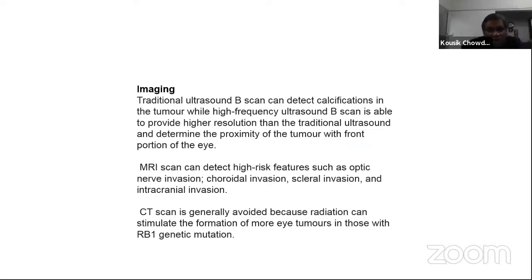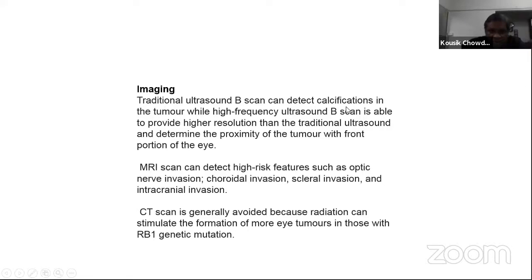Now, how can we detect? What are the investigations we can do to diagnose retinoblastoma? Traditional ultrasound B-scan can detect calcifications in the tumor. Usually, calcifications will be present in the retinoblastoma. By seeing the calcifications through B-scan and CT scan, we can detect the retinoblastoma.